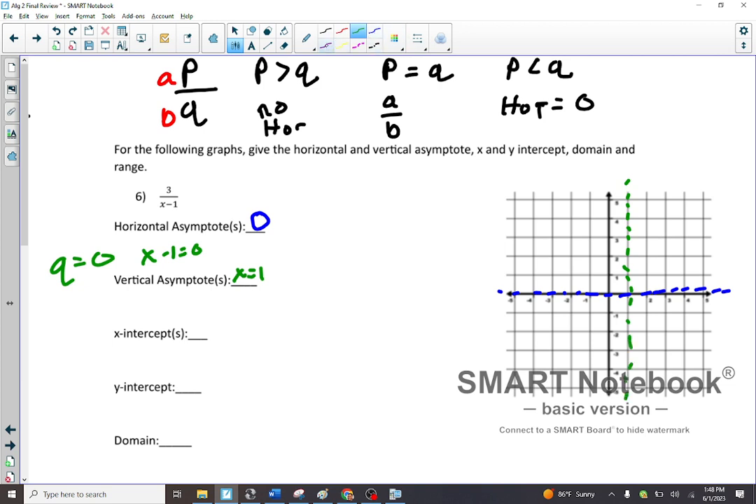X-intercepts are when P equals 0. In this case, 0 can never equal 3, so there are none in this case.